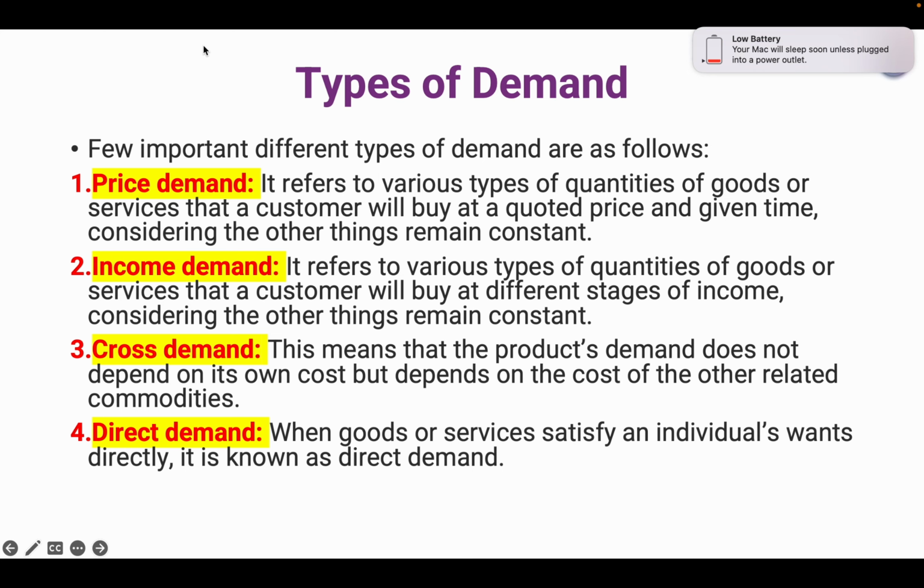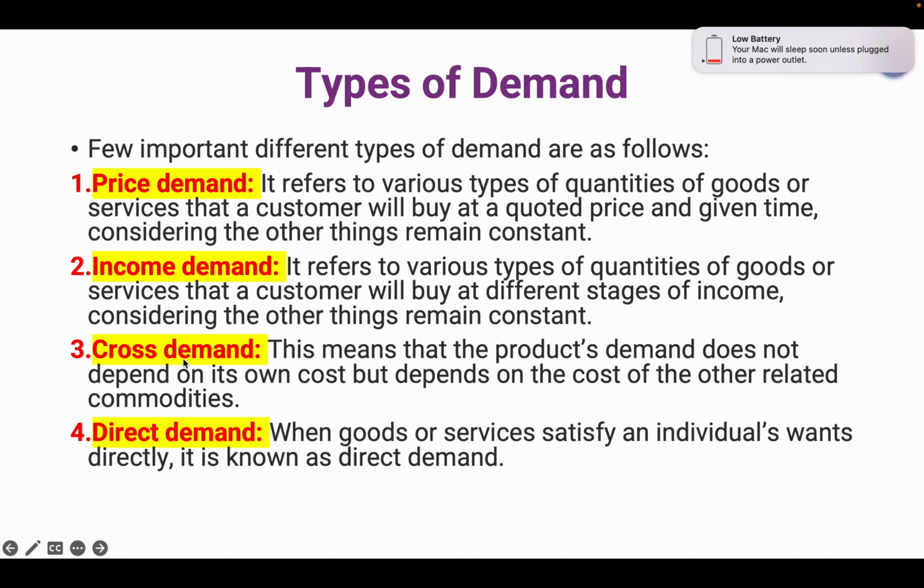So if we're talking about demand, let's discuss the types of demand. A few important types of demand are, first, price demand. It refers to the various quantities of goods or services that a customer will buy at a quoted price in a given time, considering the other things remaining constant. Income demand: it refers to the various quantities of goods or services that a customer will buy at different levels of income, considering the other things remain constant.